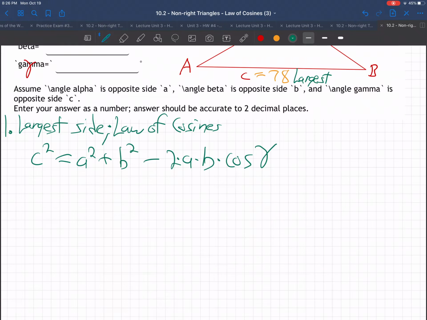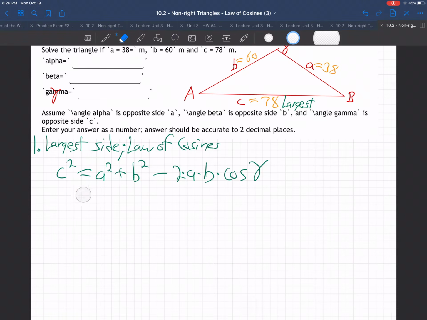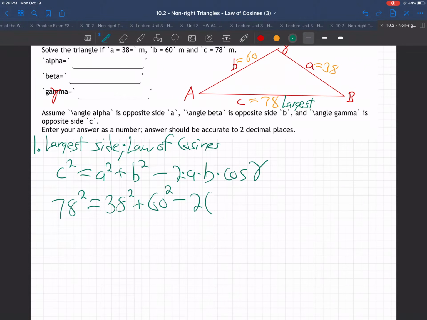So here we go. We have C squared, don't we? It's 78. So 78 squared is C squared, plus A squared, 38 squared, plus B squared, 60 squared, minus 2 times little a, 38, times little b, 60, times the cosine of gamma. Going to use that to find the cosine of gamma. So let's go to the calculator.